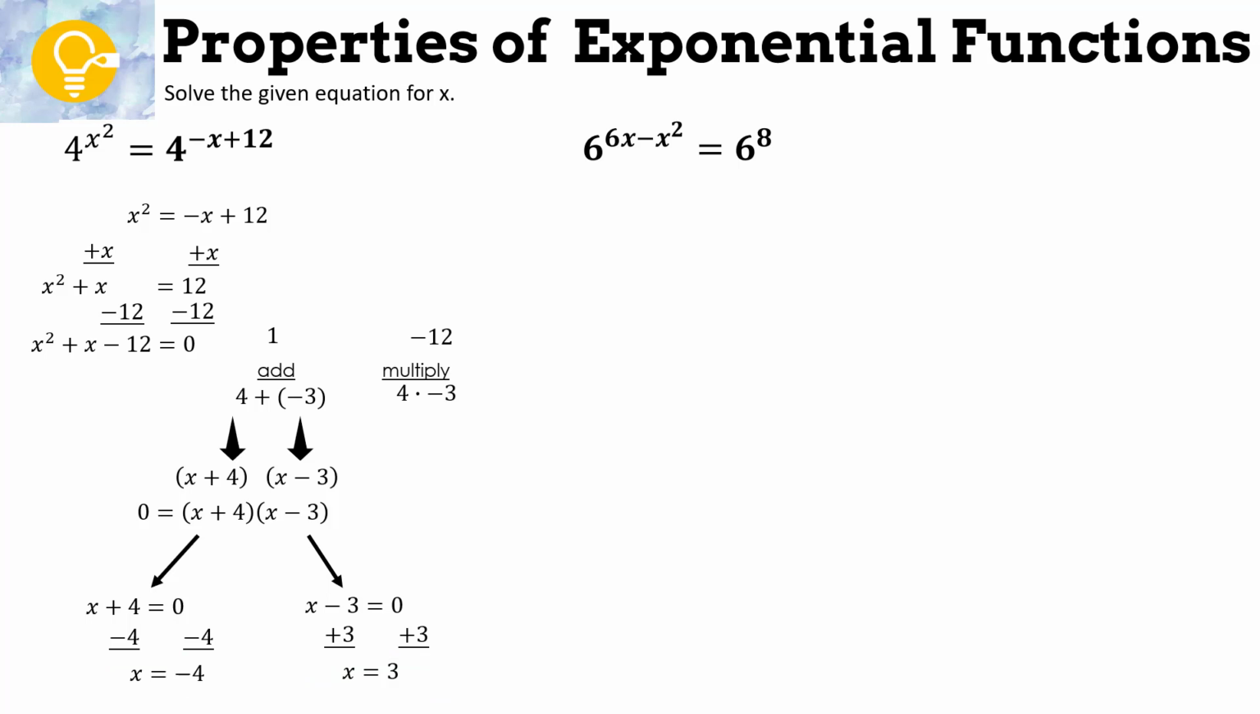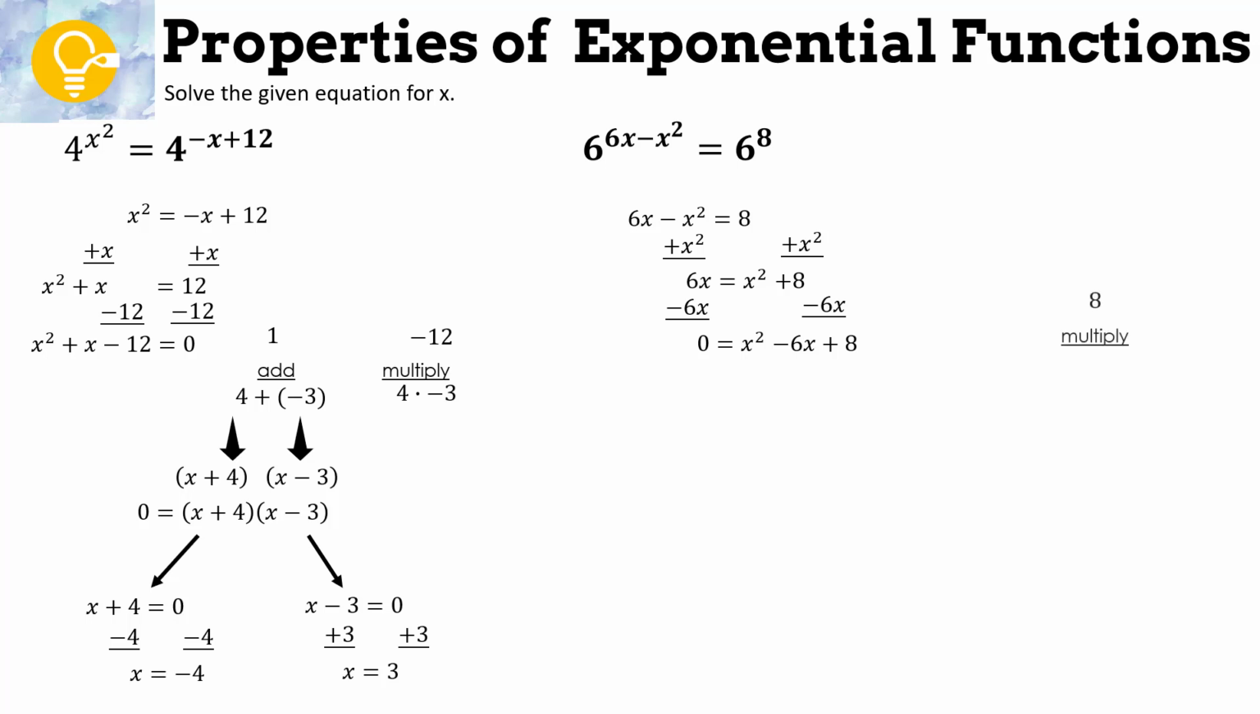6 to the 6x minus x squared equals 6 to the 8th. My bases are the same, 6, so all I have to do is make their exponents equal to each other. Now I have an x squared, so I know I have to factor. And we want to factor when we have a positive x squared. So I'm going to add x squared to both sides, and then I'm going to subtract 6x. Now it's in the form that we can factor.